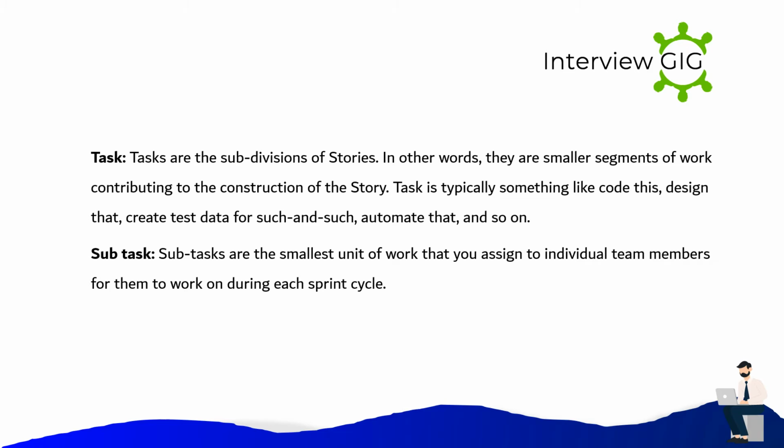Task. Tasks are the subdivisions of stories. In other words, they are smaller segments of work contributing to the construction of the story. A task is typically something like code this, design that, create test data for such and such, automate that, and so on. Subtask. Subtasks are the smallest unit of work that you assign to individual team members for them to work on during each sprint cycle.